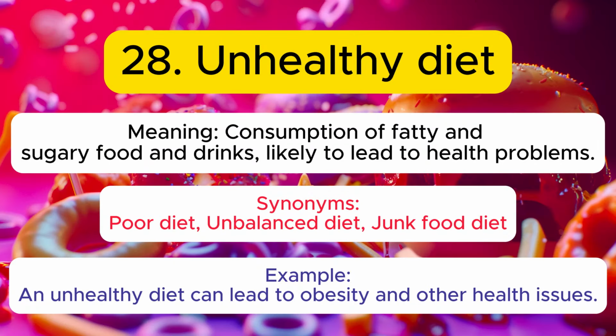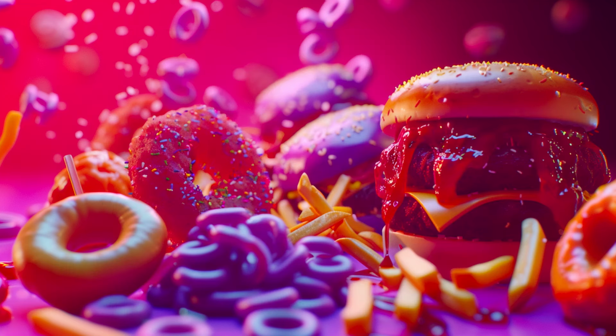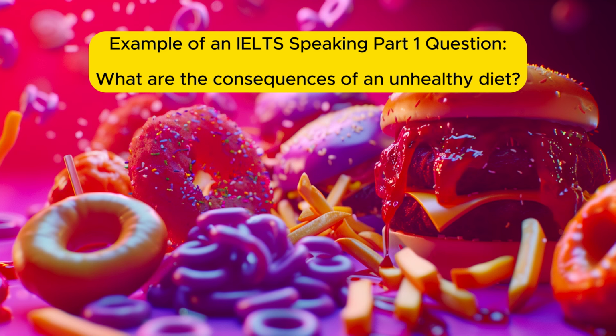28. Unhealthy diet. Meaning, consumption of fatty and sugary food and drinks likely to lead to health problems. Synonyms: poor diet, unbalanced diet, junk food diet. Example: an unhealthy diet can lead to obesity and other health issues. Example of an IELTS Speaking Part 1. Question. What are the consequences of an unhealthy diet?